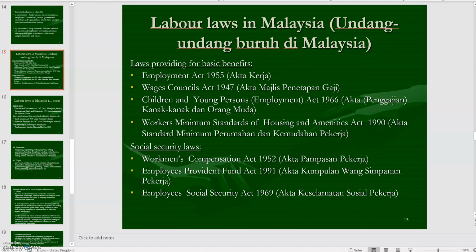Okay, and then workers' minimum standards of housing amenities, for those companies that have plantations or mines where their location is away from everything, away from a town and anything. They have to provide lodgings or housing, so they have to follow this act. And in terms of social security laws, there's the Workmen's Compensation Act 1952, the Employees Provident Fund Act, EPF, and Employee Social Security also.